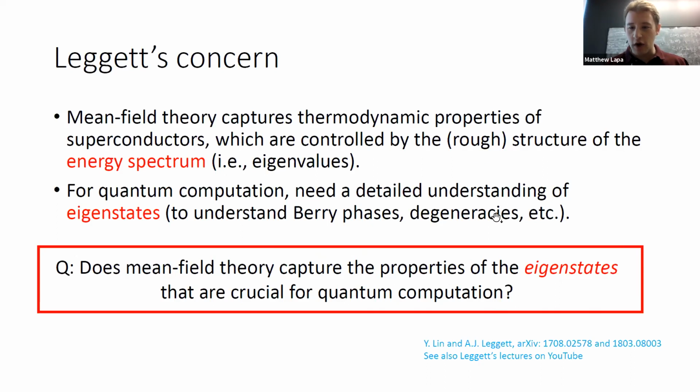So this is the basic question, whether the eigenstates are captured well enough by the mean field theory, or if there might be corrections to things like Berry phases that you might compute in mean field theory.